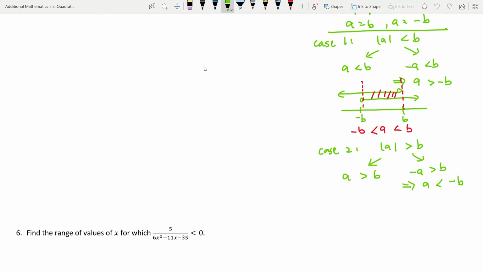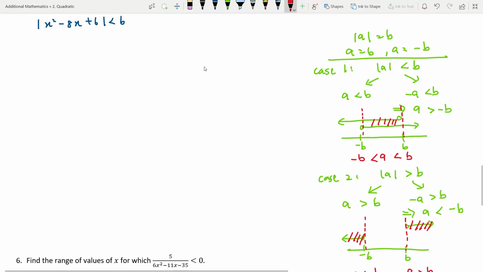We do the same thing as what we did for case 1. We draw a number line, negative B and B. A is greater than B for the first inequality, and also A is lesser than negative B. These two lines do not overlap each other. Therefore, to fulfill the condition for both inequality, we take this part. A is lesser than negative B and A is greater than B.